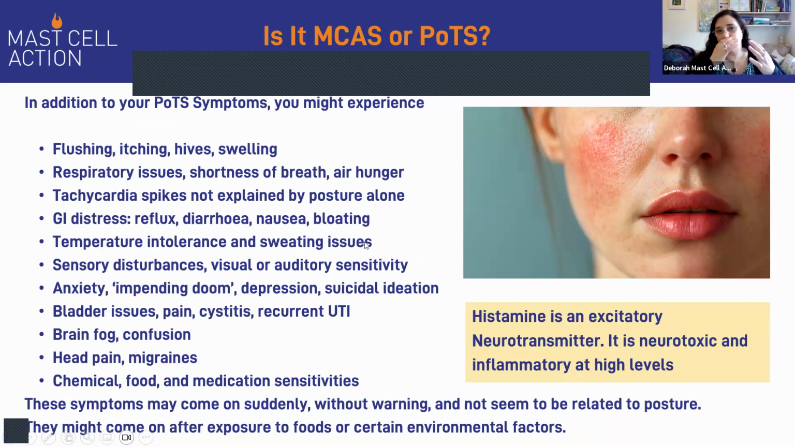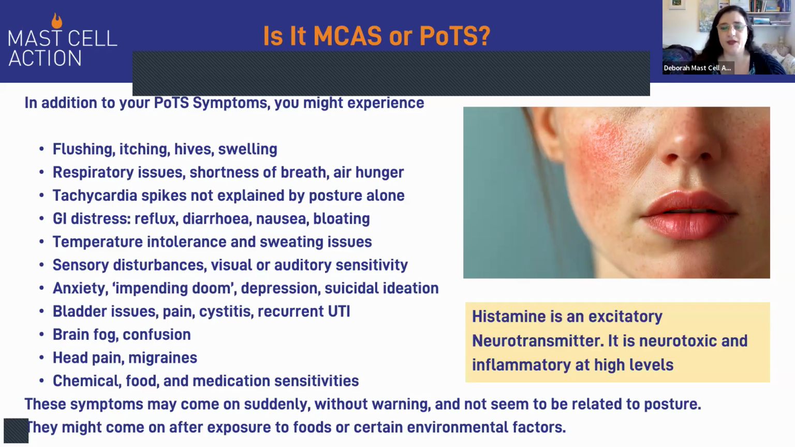So is it MCAS or POTS? It's really hard to tell, but in addition to your POTS symptoms, you might get flushing, itching, hives, swelling. You might find that you're short of breath and you have respiratory issues that don't seem to be related to your POTS. You might get tachycardia spikes. Your heart rate might suddenly go up or change in a way that's not to do with your posture. You haven't changed your posture. It might be that it happens after eating, for example, or after you've been exposed to some environmental thing like a smell. Your heart rate might go up, and you think, well, I haven't changed my position, I haven't stood up.